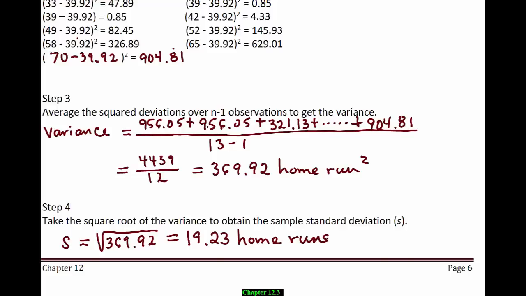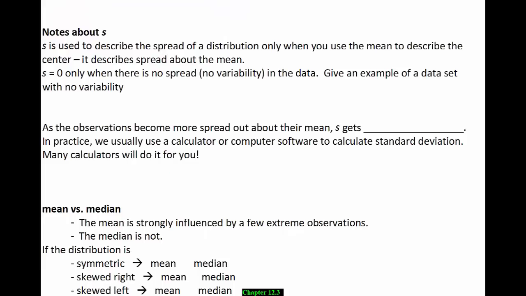Again, we can't achieve 19.23 home runs in a season. It's not a possible value in our distribution, but we do not round. This is a mathematical calculation, and it's going to tell us about spread in the data, so we don't round it. The following notes about s, the sample standard deviation, are extremely important.